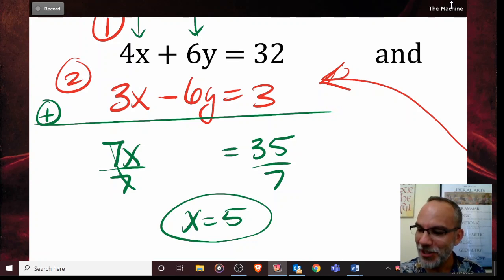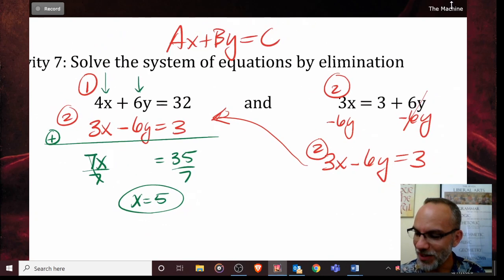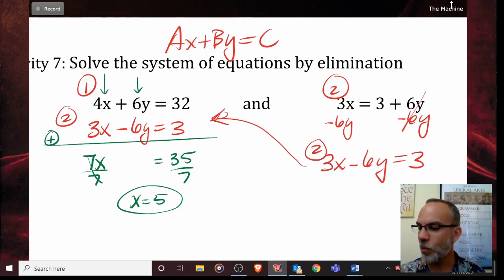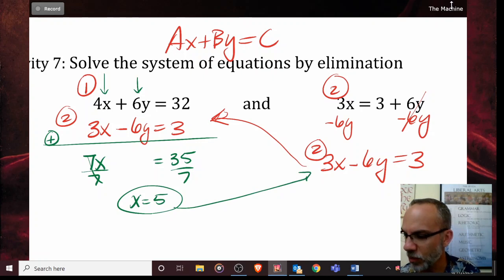Okay, am I finished yet? No, I've got to solve it for y. Which equation do I put x in to solve for y? It doesn't matter because x is 5 everywhere. I don't know, let me just do it right here. I got some room to work right there.